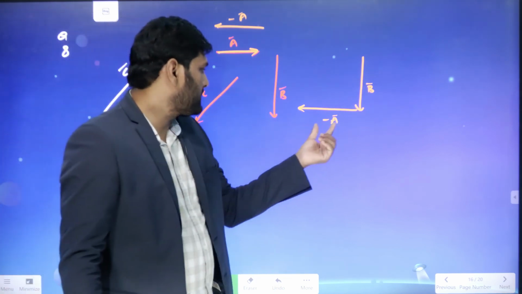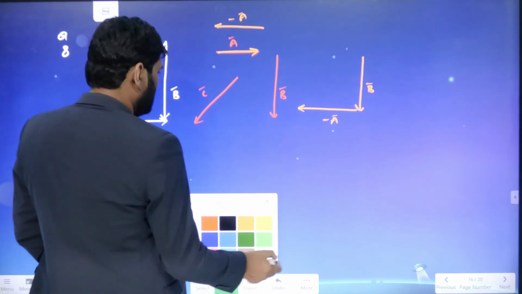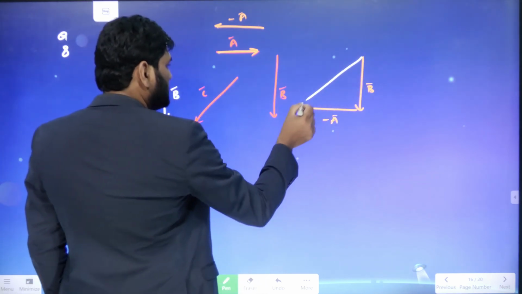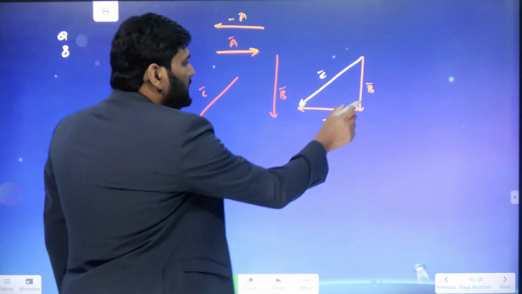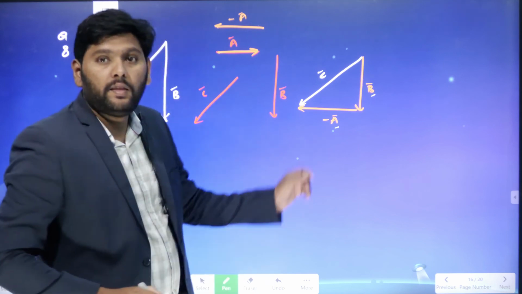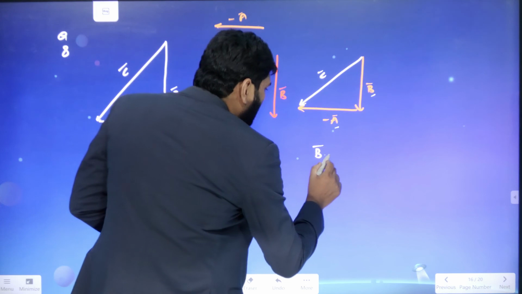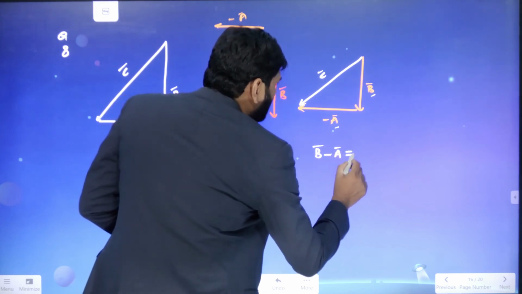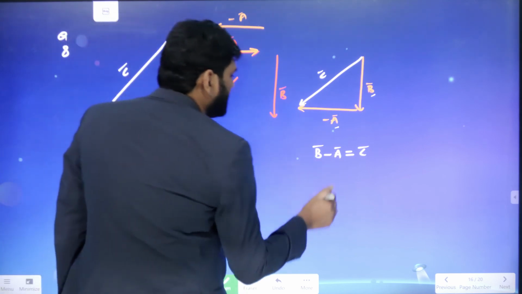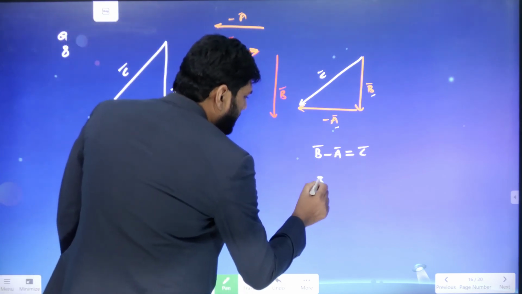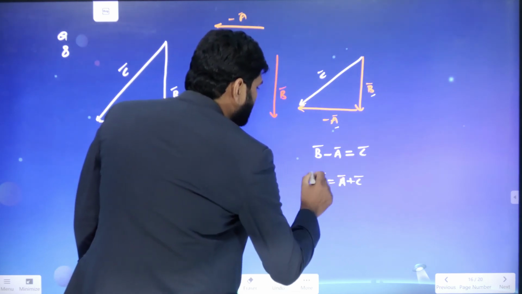If this is minus A, then your final vector is your C bar. Now here, this one and this one you are adding, then you are having the C vector. So B bar minus A bar will give your C bar. Also, this equation you can write, B bar is equal to A bar plus C bar.